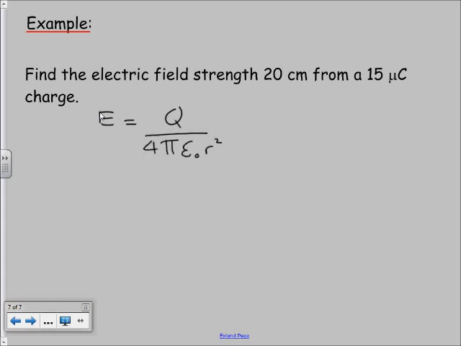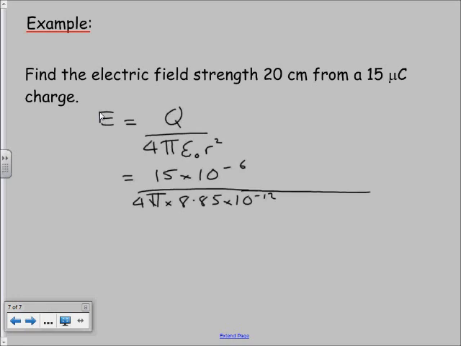And so 15 micro, by 10 to the negative 6, over 4 pi times 8.85 by 10 to the negative 12 times 0.20, it's got to be in meters, squared. Okay, and what do we get out of that? 3.37 by 10 to the power of 6 newtons per coulomb.